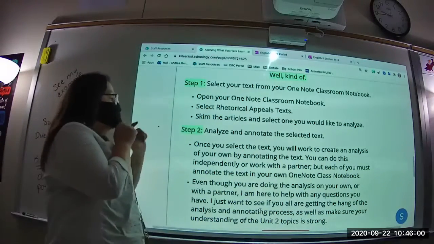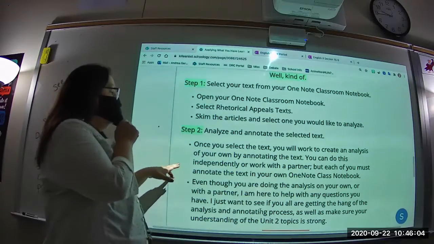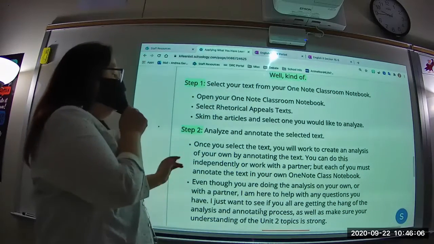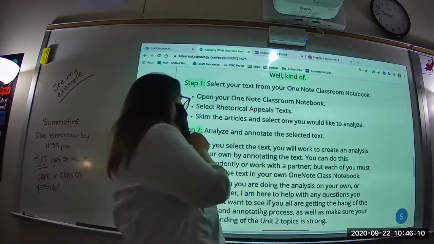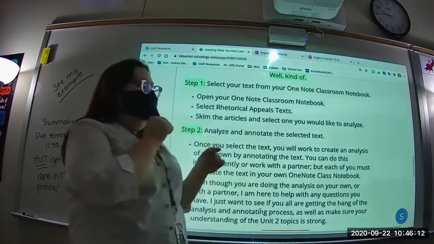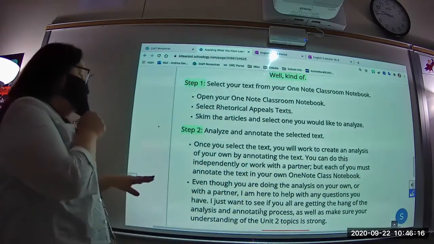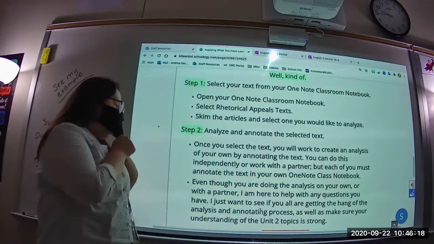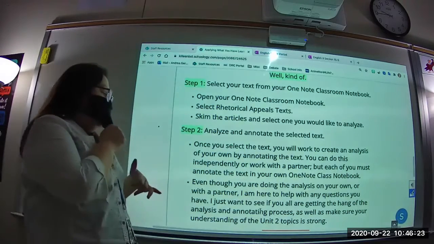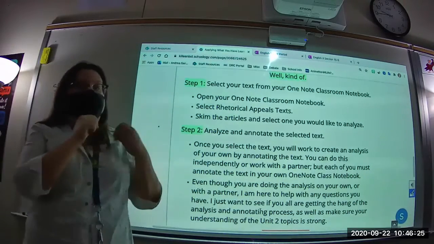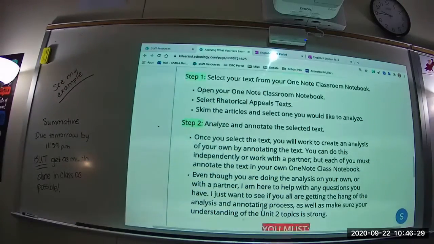Step 2, you're going to analyze and annotate the text. Once you've done it, you're going to create an analysis of your own by annotating it. You can do this independently or work with one partner, but each of you must annotate the text in your own OneNote class notebook. Even though you're doing the analysis on your own or with a partner, I am here to help you with any questions. I really just want to see if you get the hang of analysis and annotating, and also the topics, if it has a strong understanding. Okay, any questions with that?